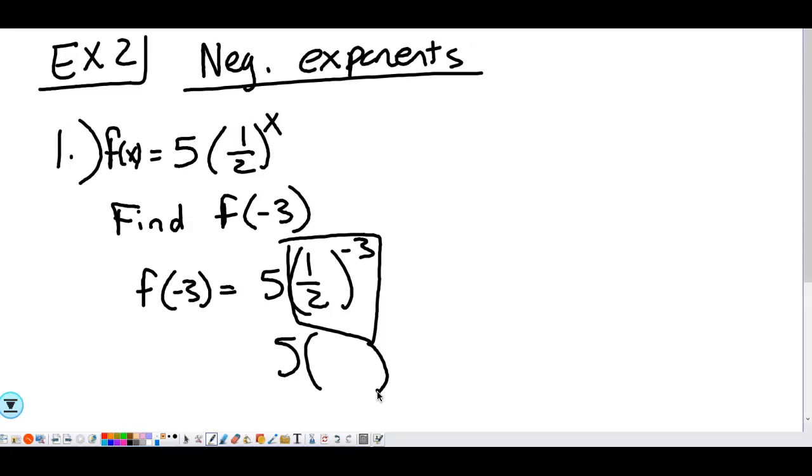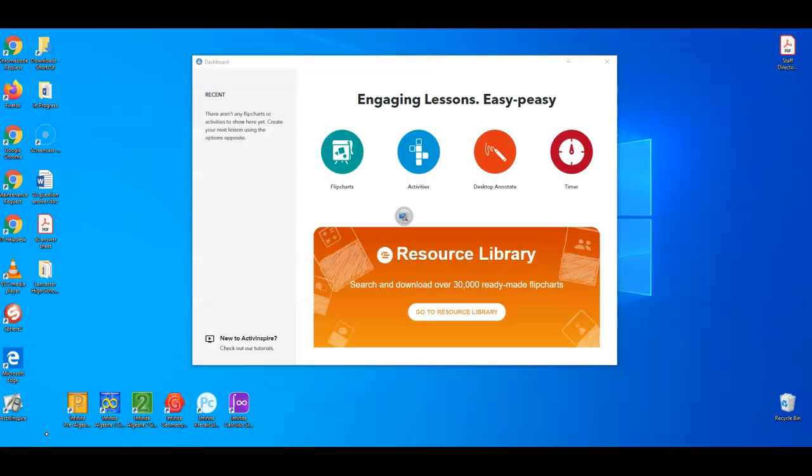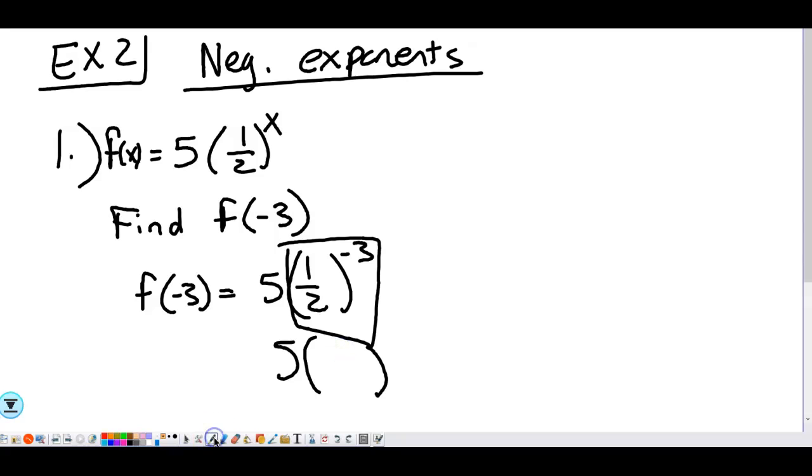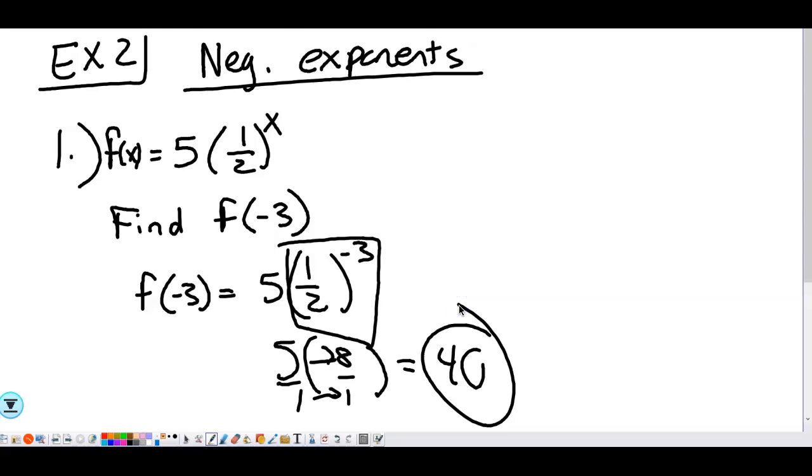Go ahead, Henry. It's 8, right? Yeah. Good. So 8, you could say 8 over 1, it's fine, but it's 8, right? So first of all, 1 to the 3rd power is 1. And if you want to think of that as over 1 and multiply straight across, you're fine. But either way, you just get 40, right?